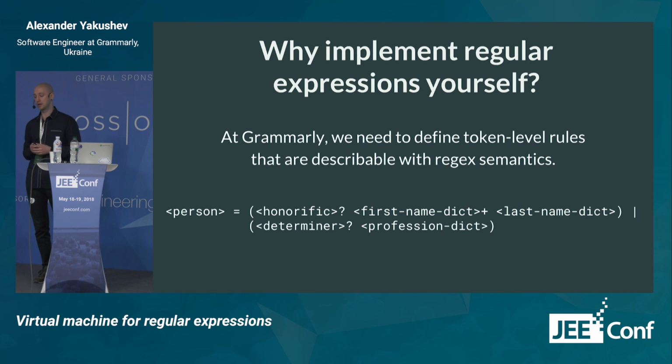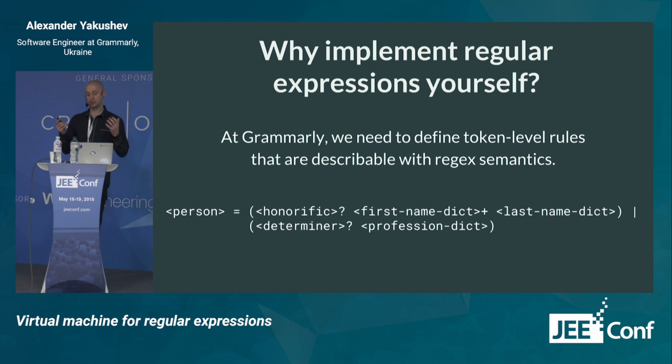In this example, which doesn't make much sense but just serves as an example, we can say that the person is alternatively an optional honorific, that is Mr. or Mrs. or something else, and then one or more occurrences of a token that is present in the first name dictionary, so like any first name, and in the end there should be a word that exists in the last name dictionary. Or alternatively, it could be an optional determiner and something from the dictionary of professions. So this is an example of some part of a rule that we might use in our work.